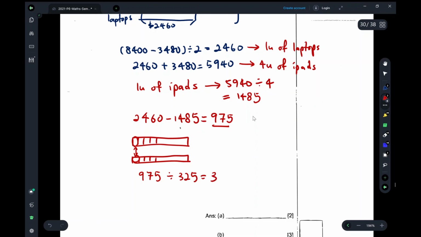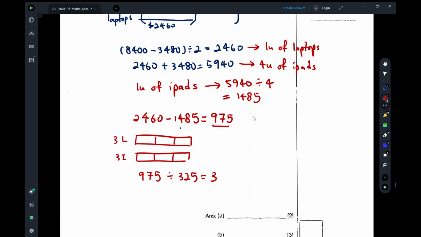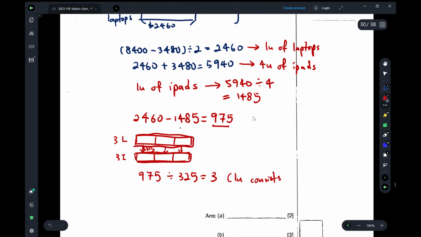3, which means that because it's 3, it's easier to draw and show you. Within this 1 unit, there are 3 laptops and 3 iPads. Okay, so 3 laptops and 3 iPads. And since 1 laptop is $325 more than 1 iPad, this 1 unit will result in a $975 difference more than the iPads. Okay, so we know that 1 unit consists of 3 items.